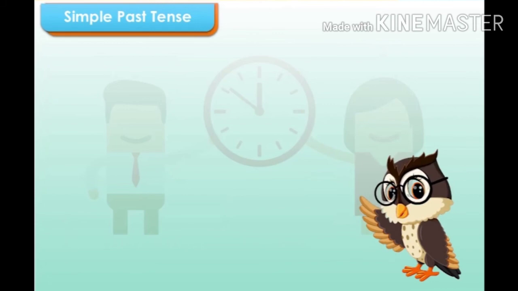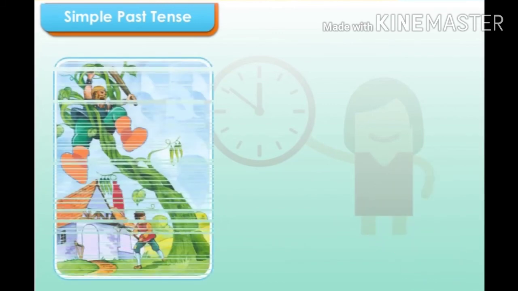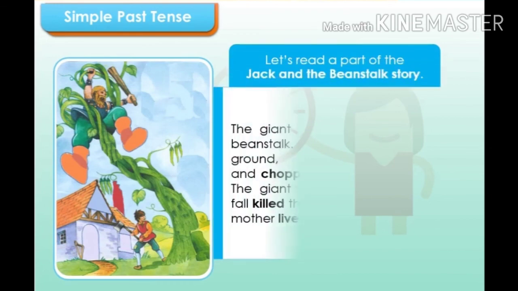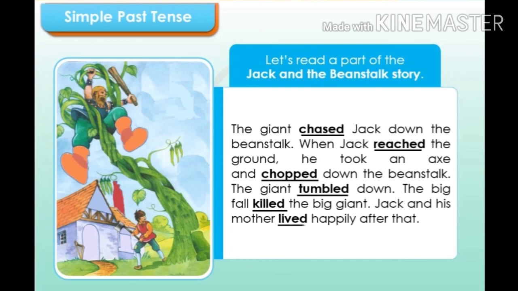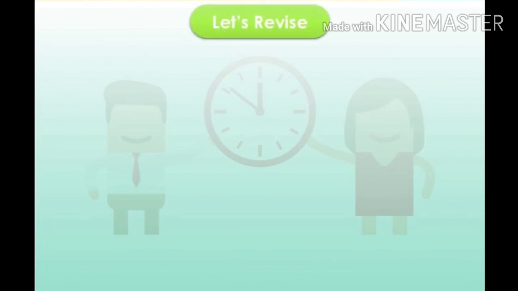Do you know that we use simple past tense a lot when we tell a story? Let's read a part of the Jack and the Beanstalk story. Observe the action words in the past tense form. The giant chased Jack down the beanstalk. When Jack reached the ground, he took an axe and chopped down the beanstalk. The giant tumbled down. The big fall killed the big giant. Jack and his mother lived happily after that.